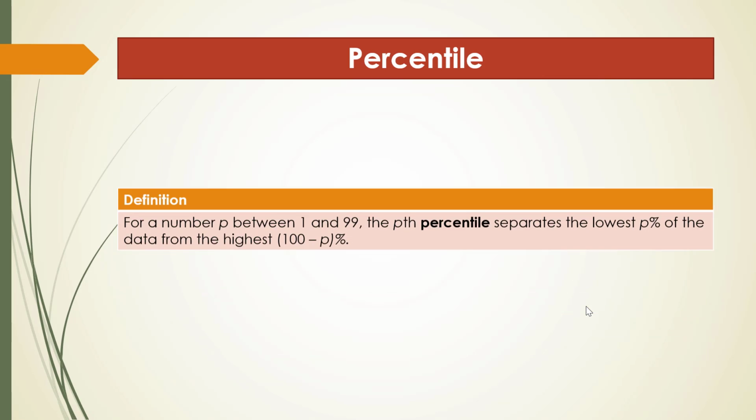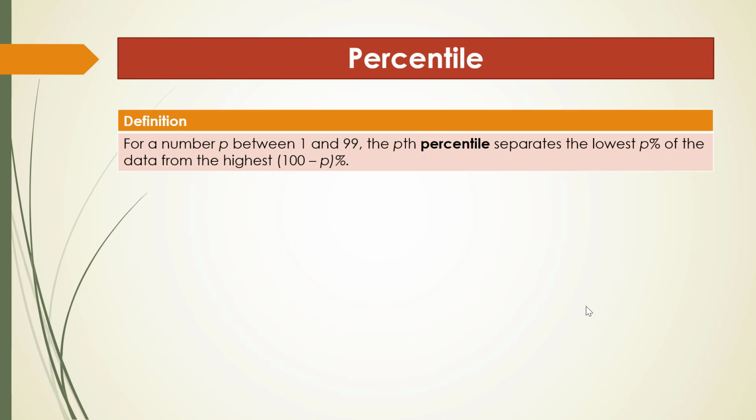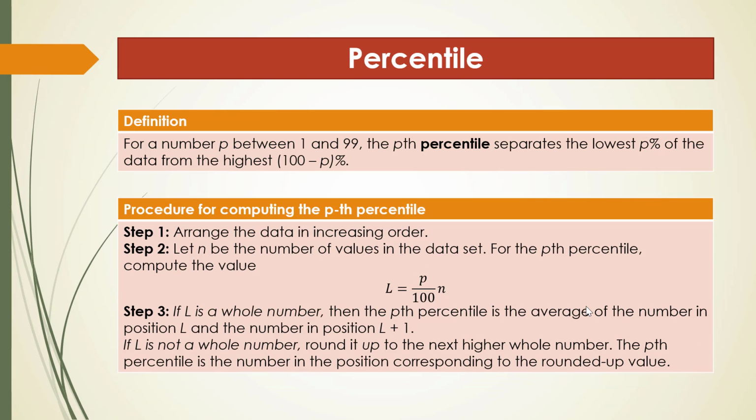Next, percentiles. For a number p between 1 and 99, the p percentile separates the lowest p% of the data from the highest 100 minus p%. The procedure for computing the p percentile: first step, we rearrange the data in increasing order. Step 2, let n be the number of values in the dataset. So for the p percentile, compute the value L as p divided by 100 times n.